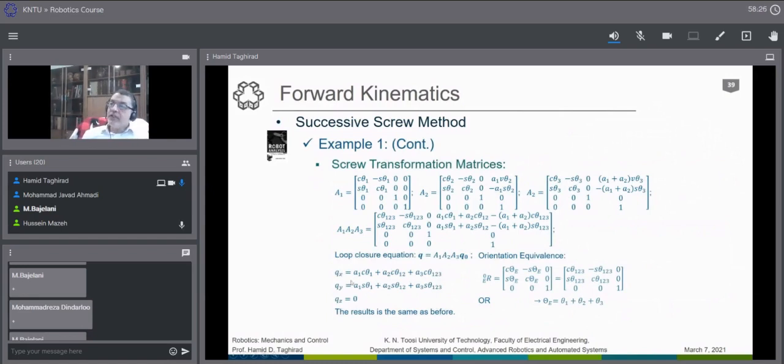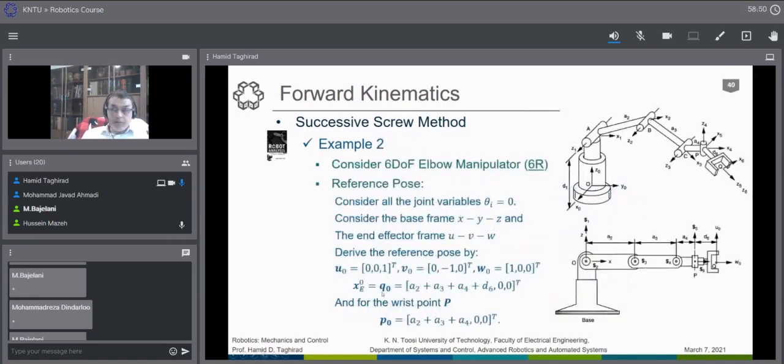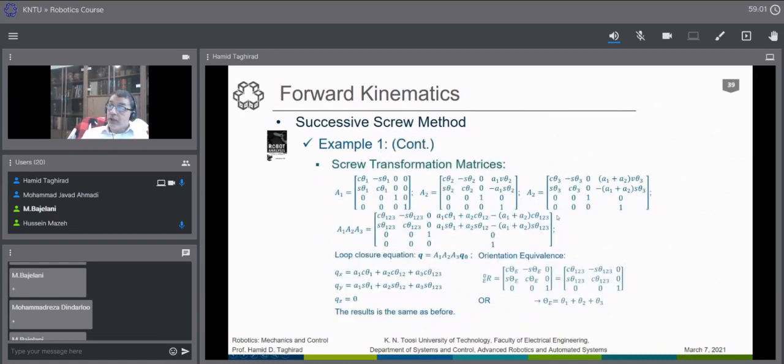I will explain, maybe something will be clear. Do you accept that the multiplication of these three matrices, which are 4 by 4 matrices, is something like this? Yes. And we have a Q0 here. This is 3 by 1, but this matrix is 4 by 4, so we add 1 here. So we have a 4 by 4.